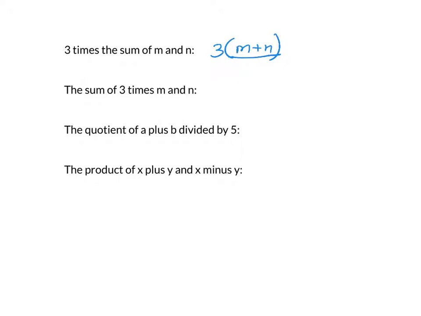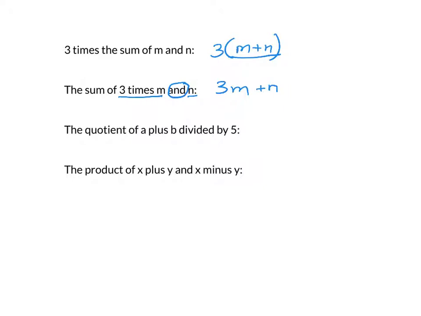The second one, the sum of 3 times m and n. The sum of 3 times m, here's 3m, and n, so I want 3m plus n. I wanted the sum of 3 times m and n. And the "and" really separates those 2 different parts of that expression that I have.